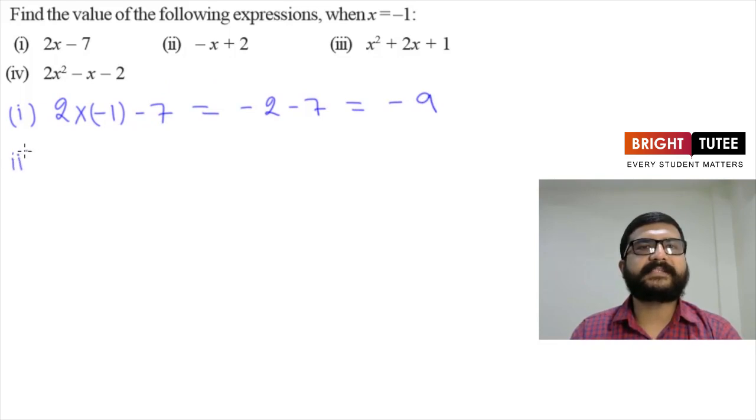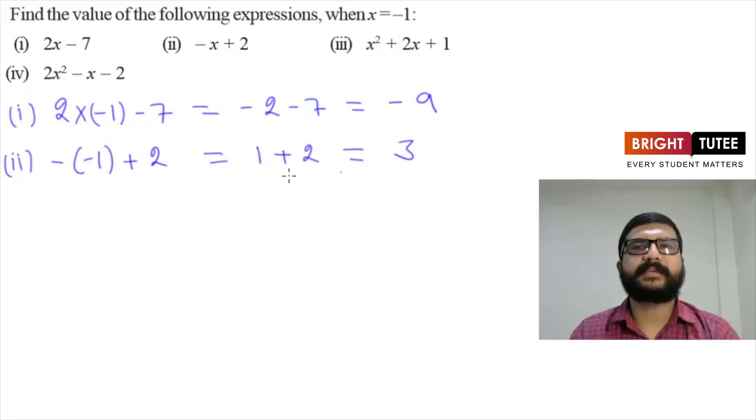Now the second expression, it is minus x plus 2. Minus x means we have to put x equal to minus 1 here. So this will become minus of minus 1 plus 2. Minus of minus 1 is 1 and then we'll have plus 2. 1 plus 2 will give us 3. So value of this expression is 3.